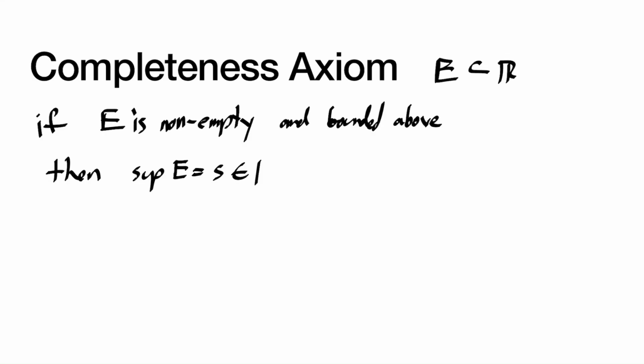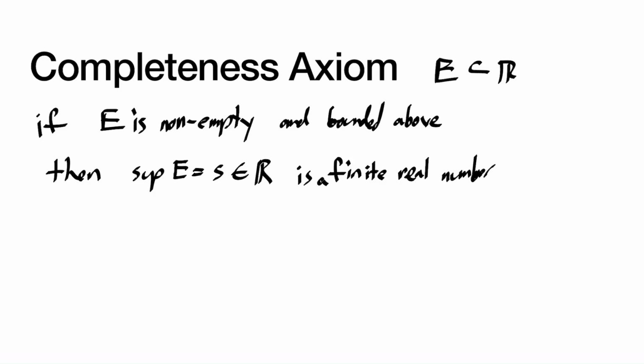So exists as a real number. Then the sup of E, which equals S, is a real number, a finite real number. Okay, so what that means is, if it has one bound, then it's going to have a lot of them. But once it's not empty and bounded above, then you know it's got to have a sup.